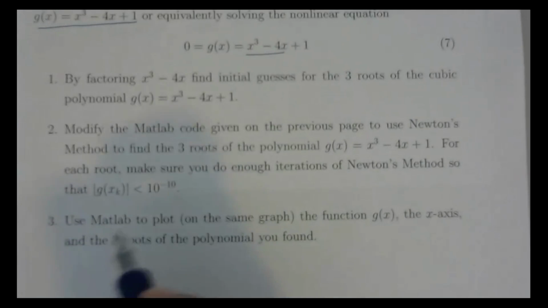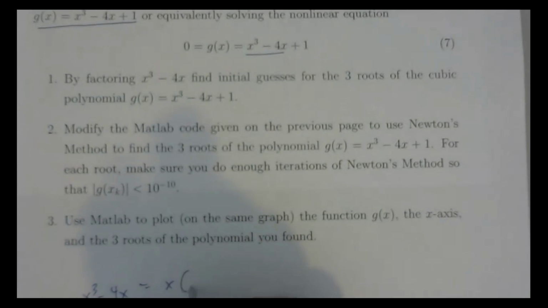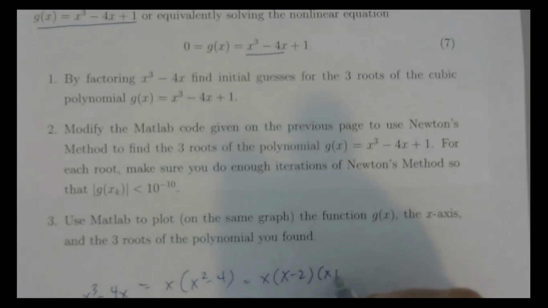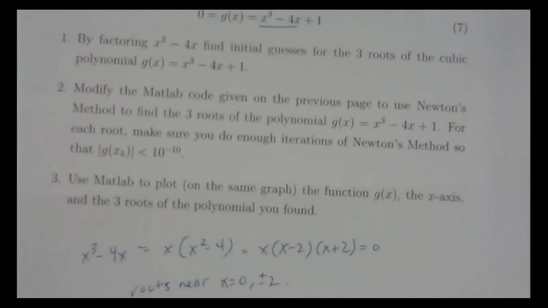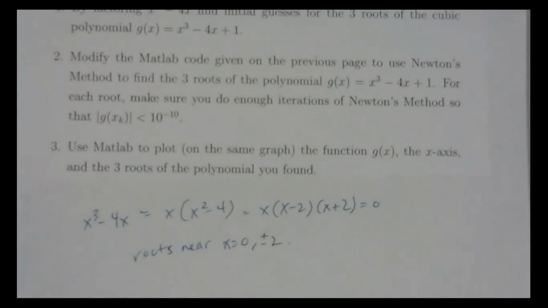So the first bit of work here is, how do we factor x cubed minus 4x? So I can take out the x, and I get x squared minus 4. So that is x times (x minus 2) times (x plus 2). If I set that equal to 0, the roots should be near x is 0 and plus and minus 2. So those will be our initial guesses for the Newton's method iteration that we'll do for root finding. So let's go to MATLAB and work on this. Okay, so I'm going to open up a new window.